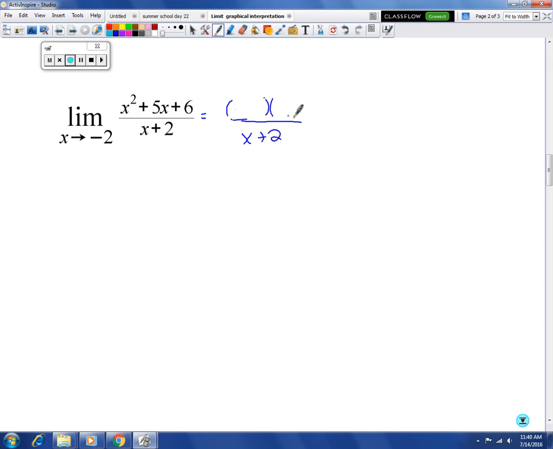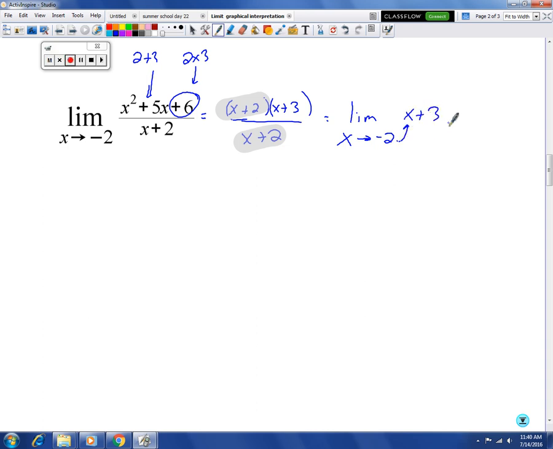In the numerator, again, I always start out x and x. Our last term is a 6. I know 2 times 3 equals that 6, and 2 plus 3 equals that 5 there. So I know it's a plus 2 and a plus 3. The x plus 2's cancel. So we have the limit as x approaches negative 2 of x plus 3, and we plug in negative 2. Negative 2 plus 3. Our final answer is that the limit is 1.